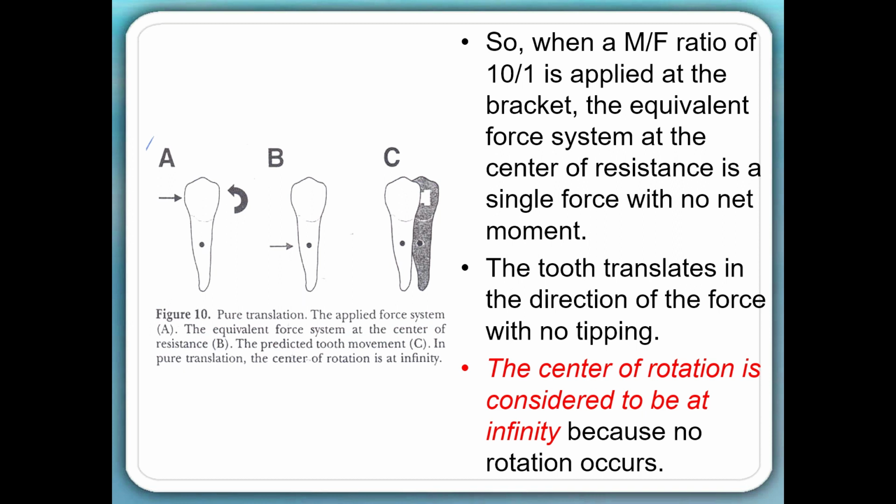So, when a moment to force ratio of 10:1 is applied at the bracket, the equivalent force system at the center of resistance is a single force with no net moment. The tooth translates in the direction of the force with no tipping. The center of rotation is considered to be at infinity because no rotation occurs.